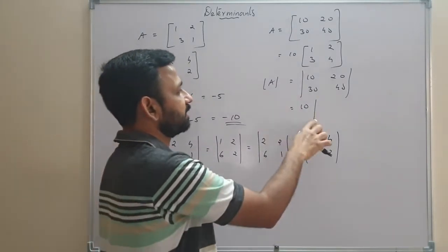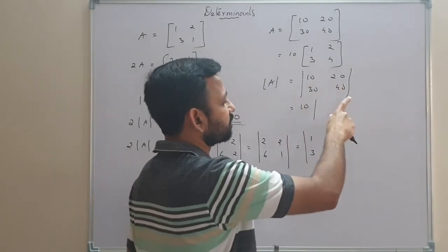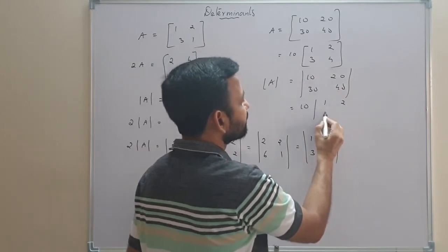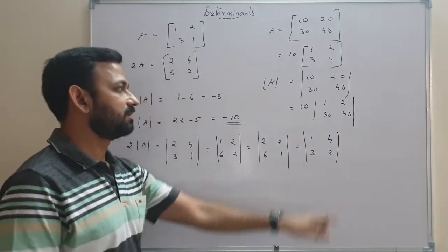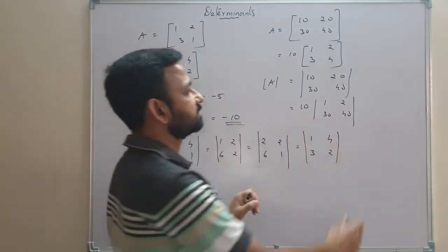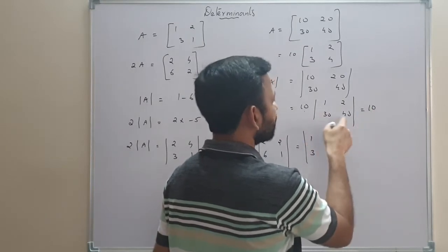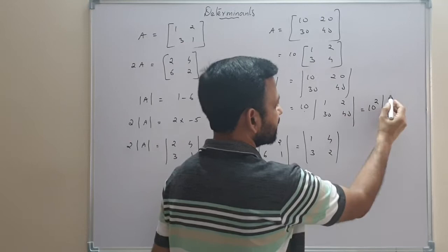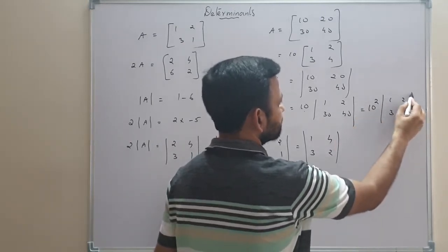So if you take 10 outside, we can take 10 from any one row or any one column. So I am taking 10 from the first row. So 1, 2, then 30, 40. Then I can take a 10 again here. Already one 10 is there, then one more 10 I can take outside. So 10 square. If I take 10 again outside, 1, 2 already here, 3, 4.